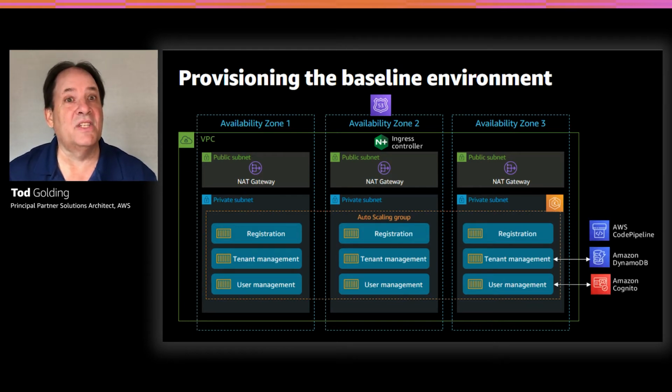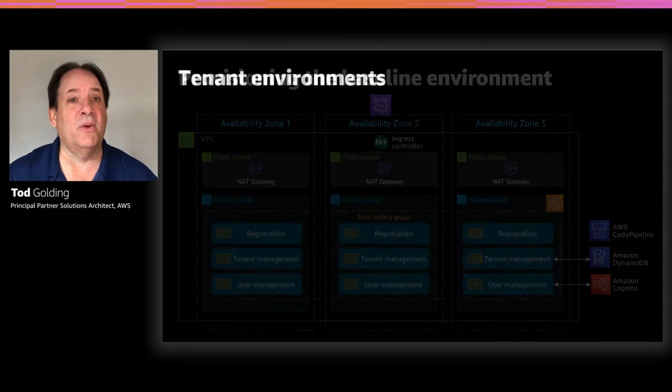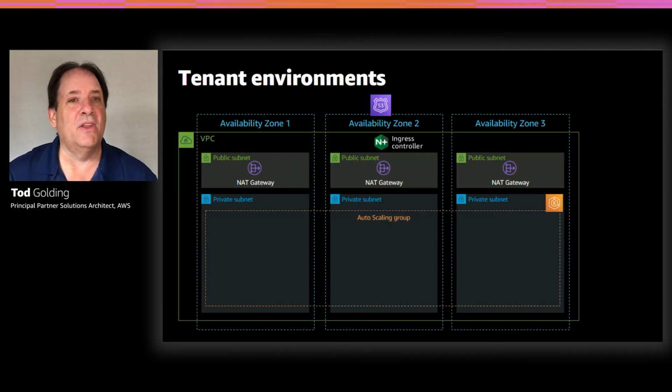And then you'll see that they have dependencies. For example, registration uses the code pipeline. Tenant management uses DynamoDB. User management uses Cognito. And what we'll find here is that once we have all of this provisioned, all the pieces are in place for us to be able to begin to introduce tenants into our environment. So when we look at introducing tenants in the environment, they're landing in the exact same infrastructure that we saw on the previous slide. It's essentially the same VPC, the same multi-AZ environment, the same routing.